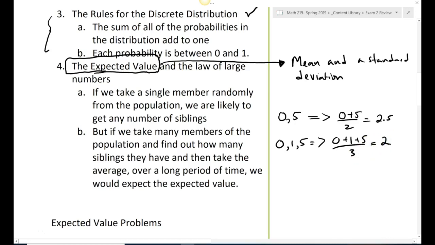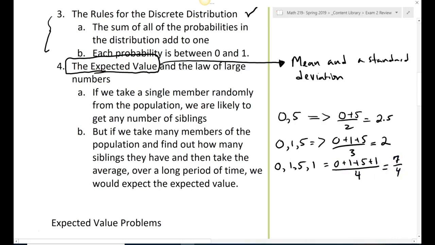What if we add a third one? Okay, 0, 1, 5. Oh, we got a 1 again. So this is now 0 plus 1 plus 5 plus 1 divided by 4. Okay, so that's 7/4, which actually is a bit less than 2.